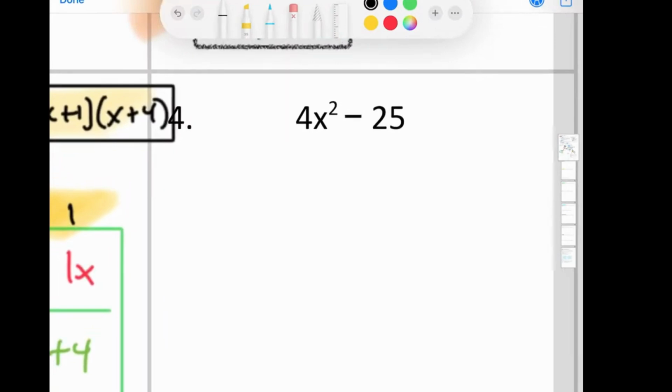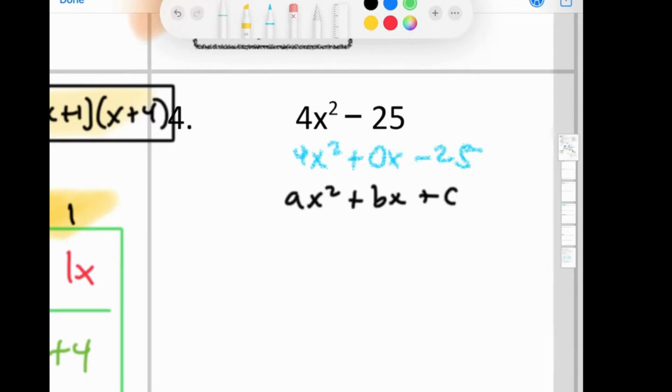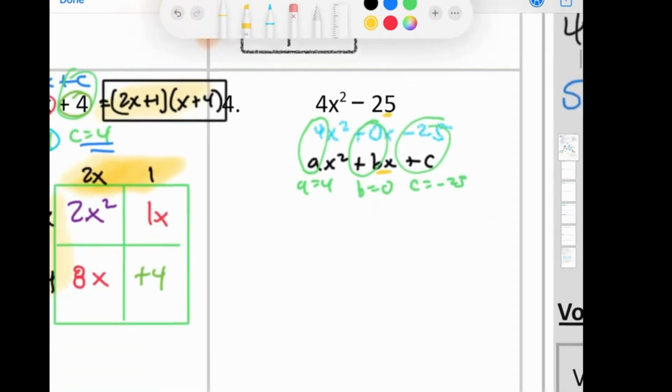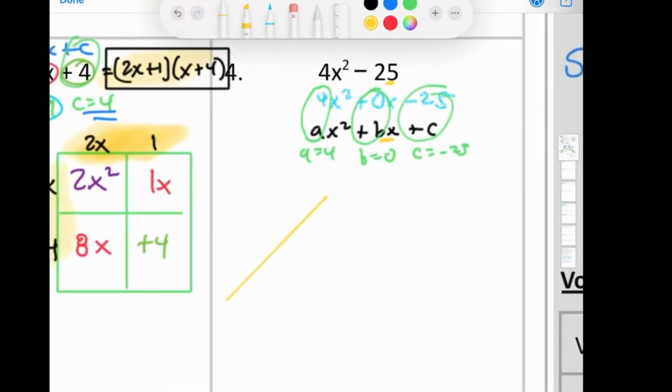Question number 4. This one is missing a middle term, so I'm going to add 4x squared plus 0x minus 25. That means my a value is 4, my b value is 0, and c is negative 25. Now the reason why I added 0 is because you'll notice that negative 25 is not the b value. The b value has an x attached to it, but this one does not, so you can have a 0x there. Alright, let's do our x and our box.